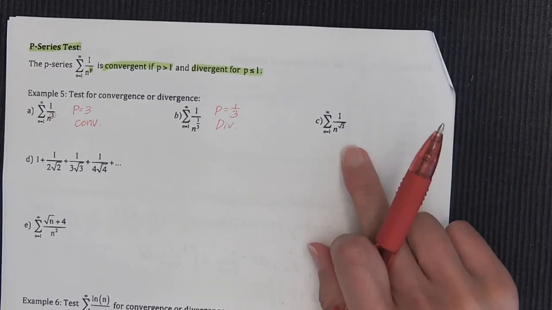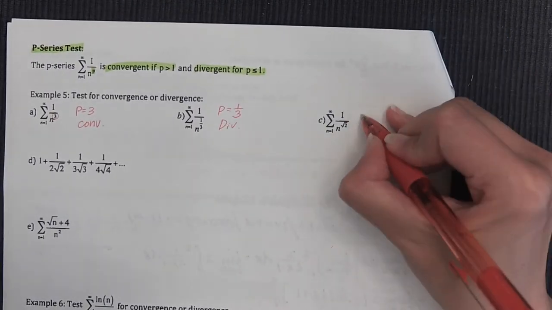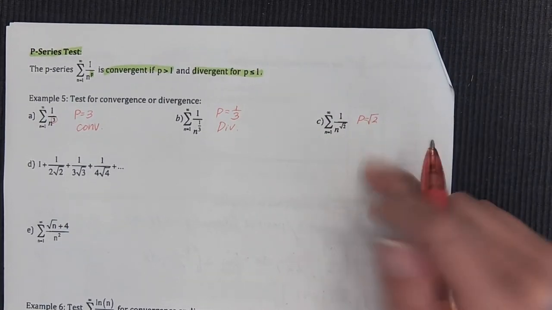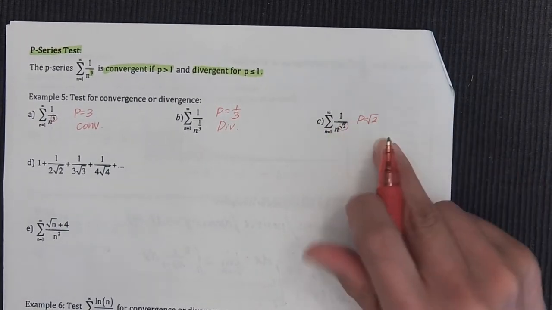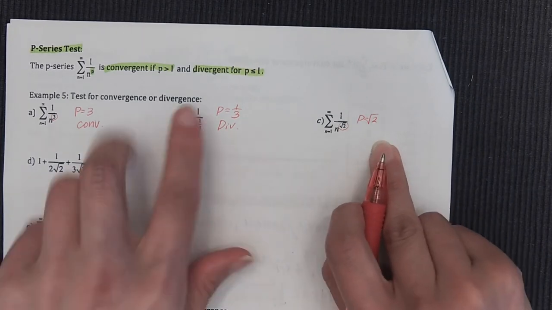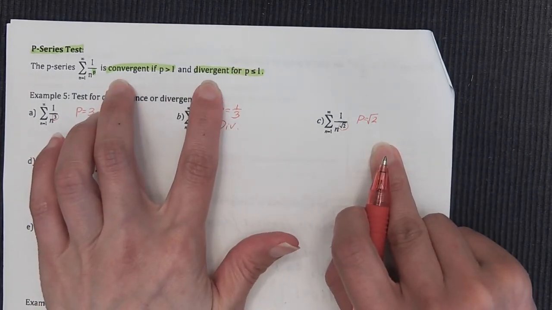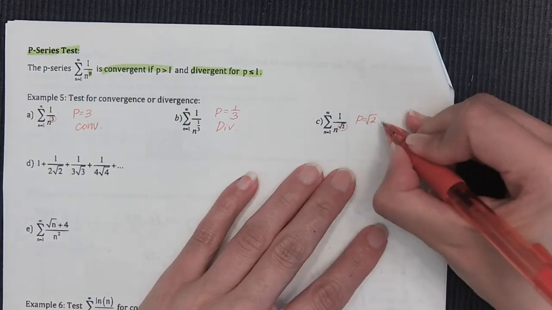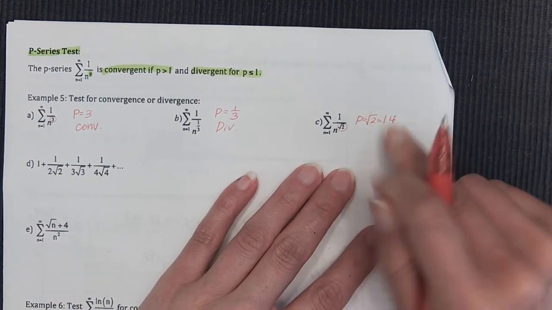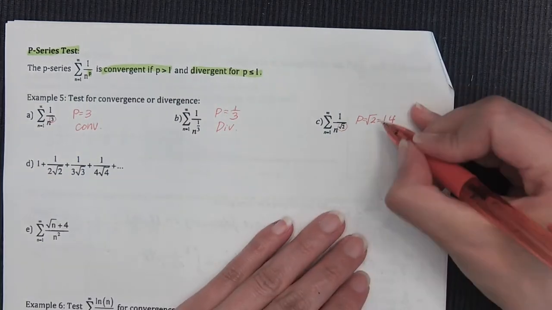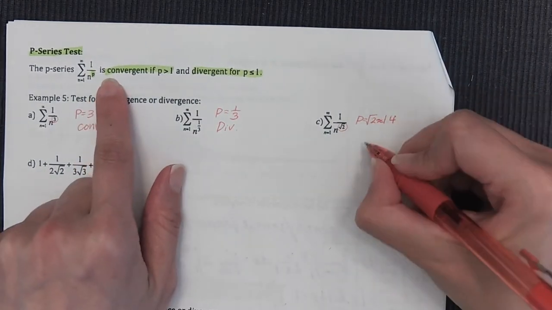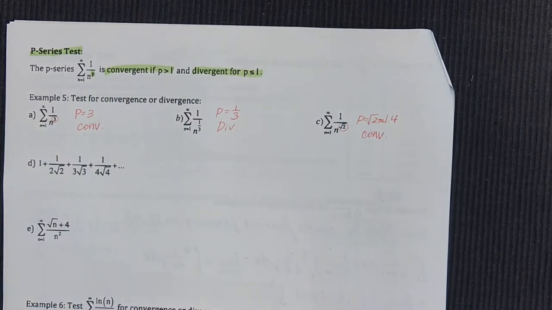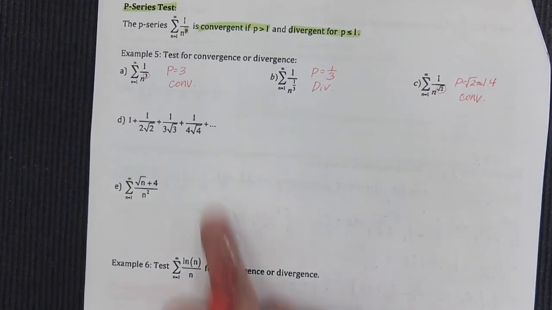Right? So what's my P here? P is square root of 2. What do you think? If my power P is square root of 2, is this convergent or divergent? It's bigger than 1, right? It's about 1.4. Oh, it's big. So convergent. Right? Yeah.